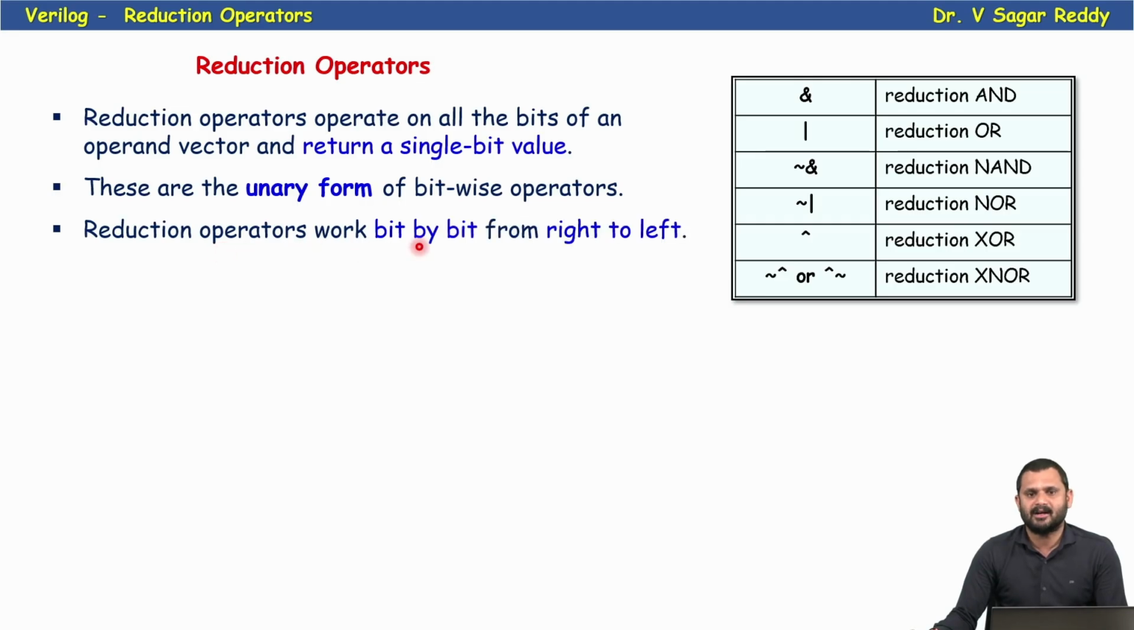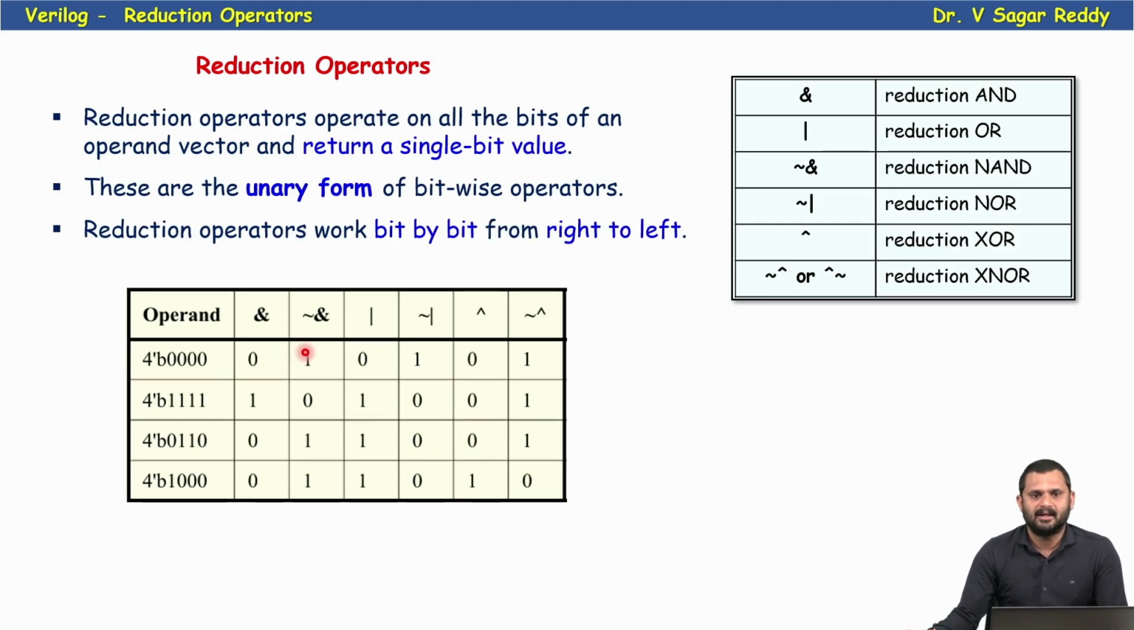Reduction operators work bit by bit from right to left. Now see, for example, this is my operand. If I use ampersand on this operand, it goes right to left, bit by bit. So 0 and 0 is 0. If one input is 0, the output is 0. Like for example, NAND. For OR, if all bits are 0, the output is 0. Clear? For example, if you take OR, if one bit in this operand is 1, then the OR output is 1.